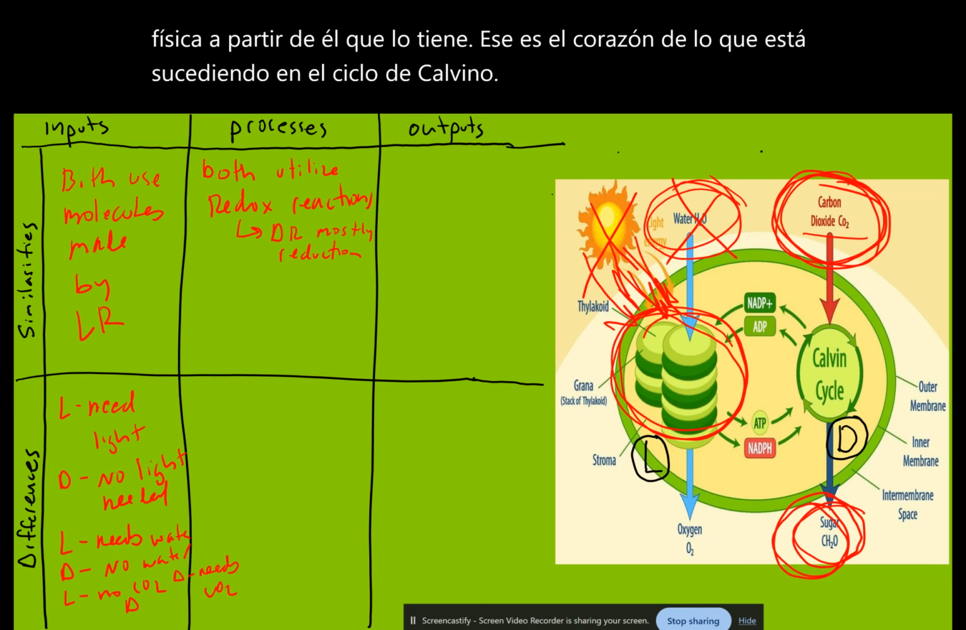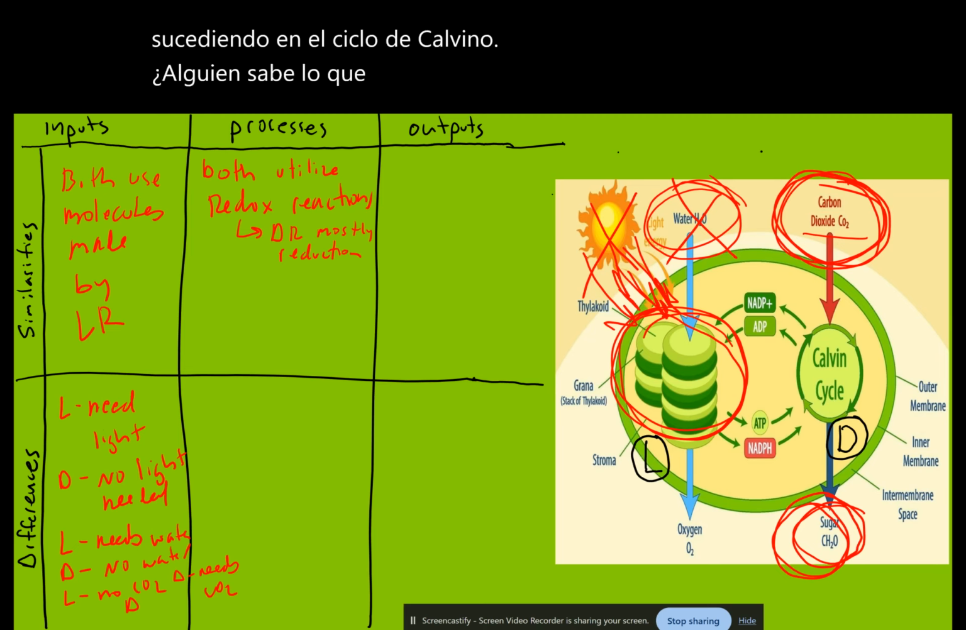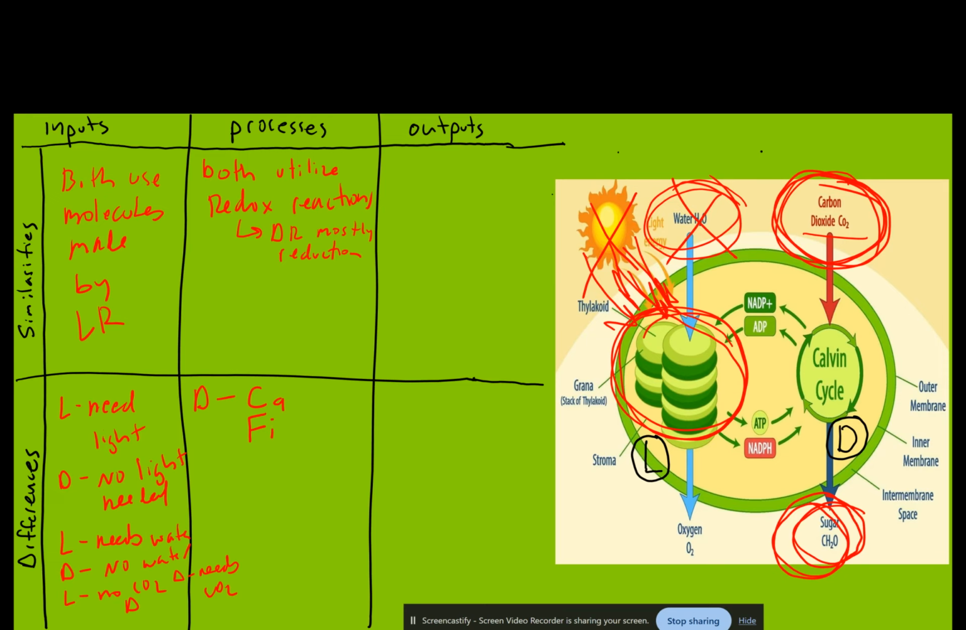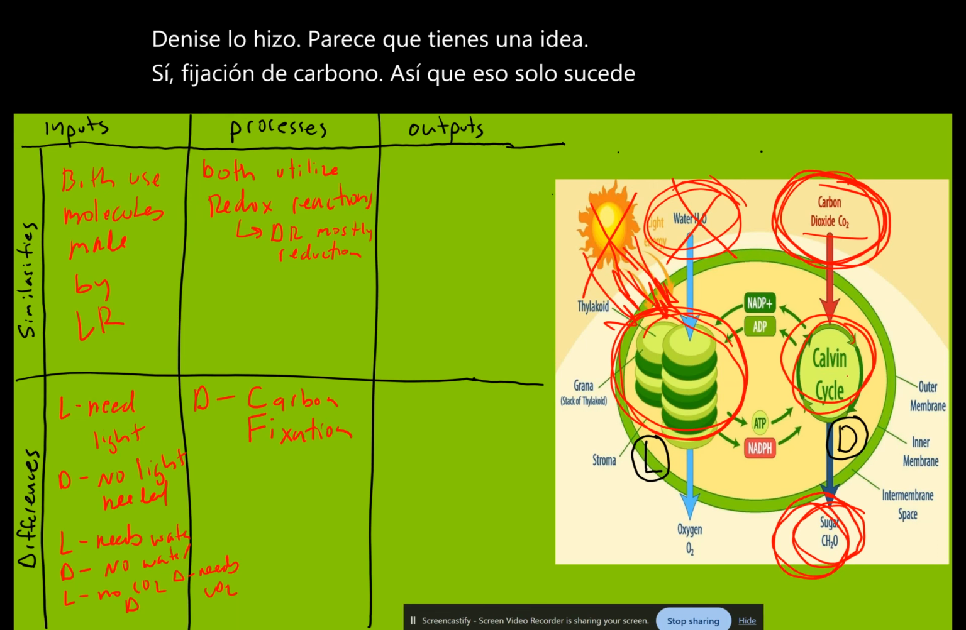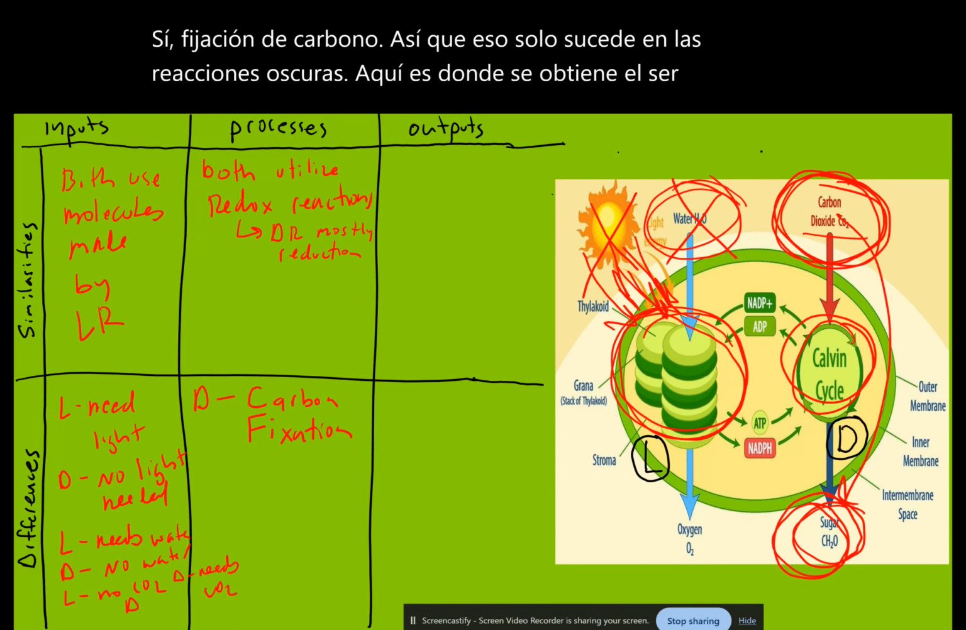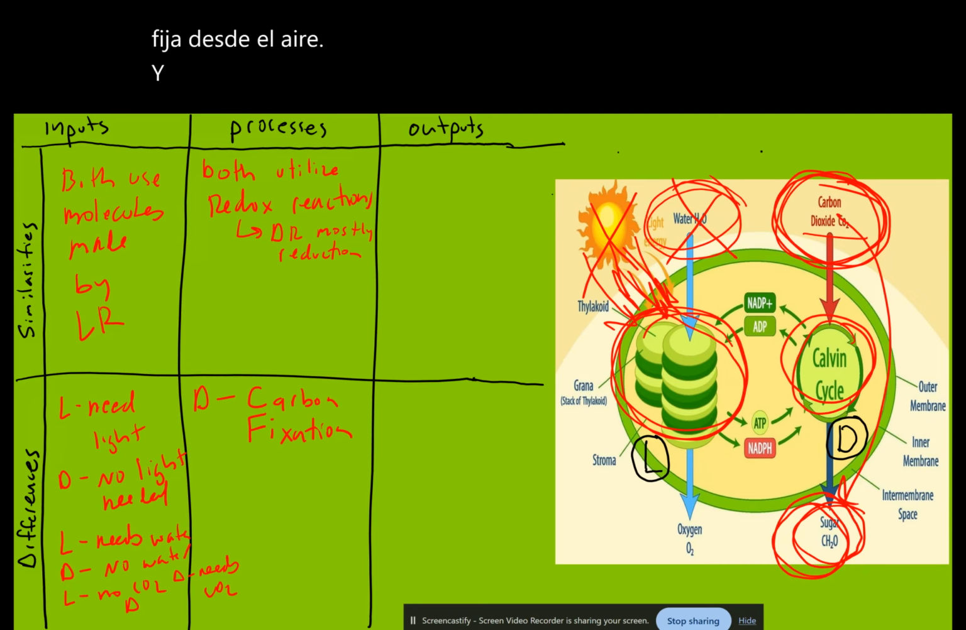Does anybody know what that's called? Denise, it looks like you have an idea. Yeah, carbon fixation. So that only happens in the dark reactions. This is where you get the carbon being fixed from the air, and then you make sugar out of it.